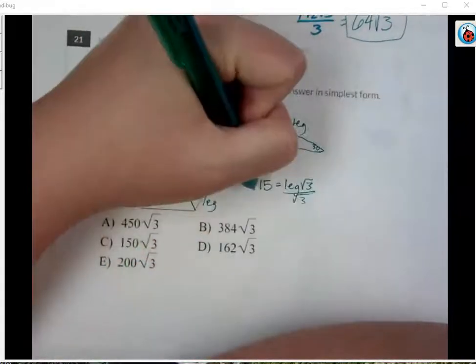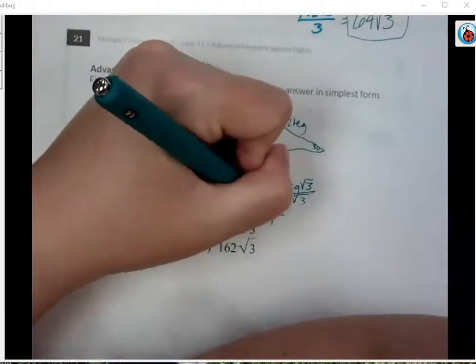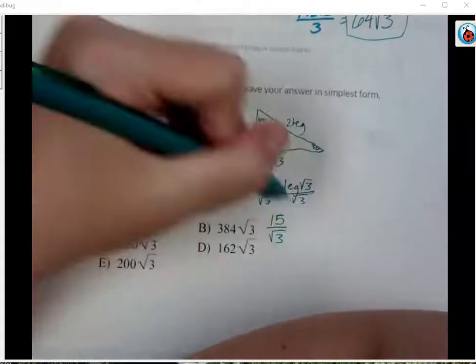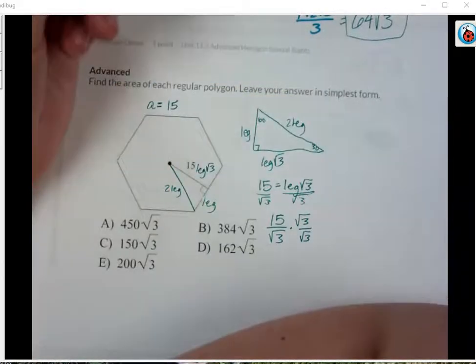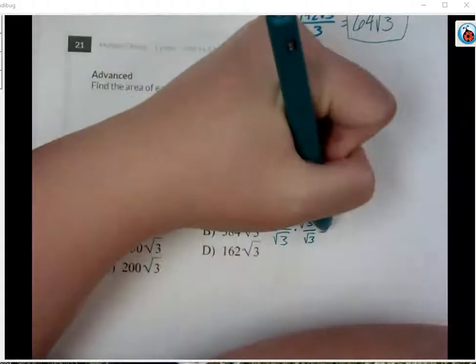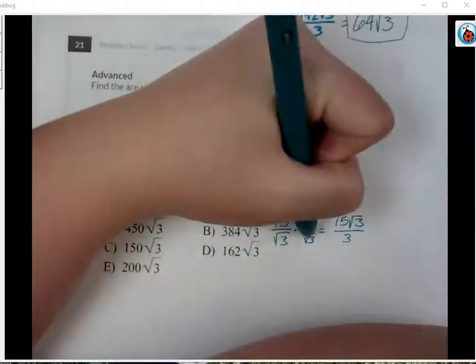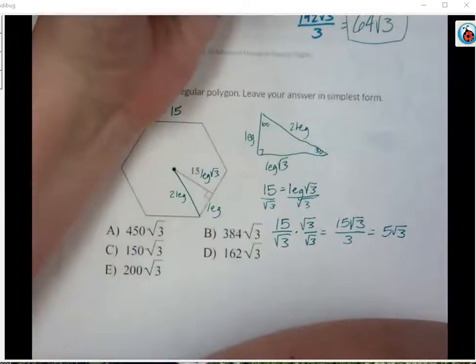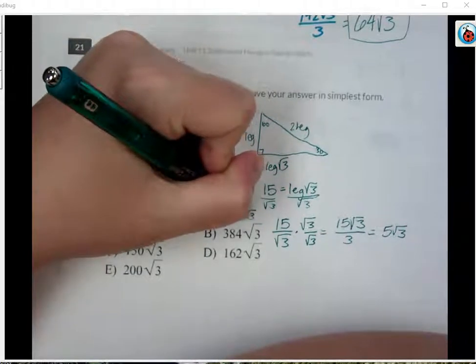So we want to divide by the square root of 3. And then, uh-oh, can't have a square root on the bottom. So you guys remember what we did? We would rationalize, is what it was called. So we'd multiply by the square root of 3 over square root of 3. And then we'd end up with 15 root 3 over 3, because that would multiply out. So 15 and 3 divide, and 5 root 3 becomes the length of this side.